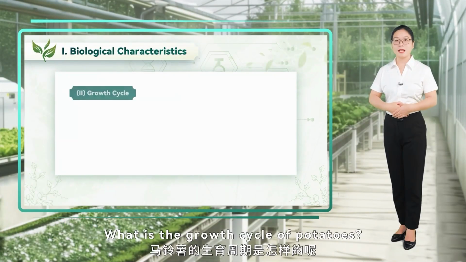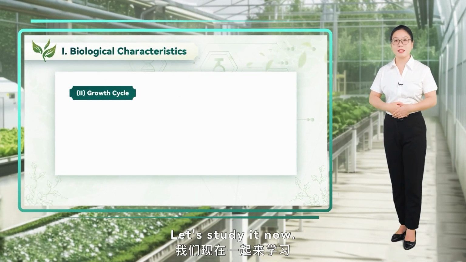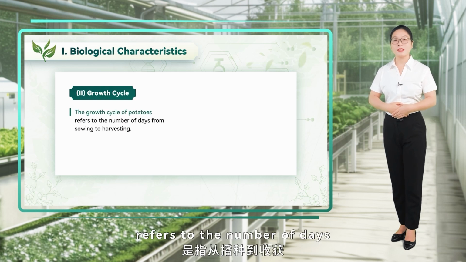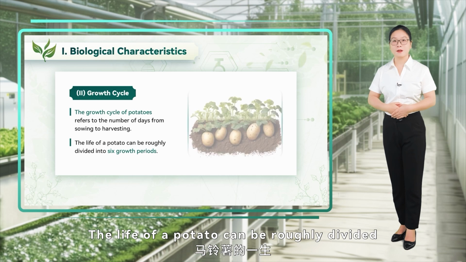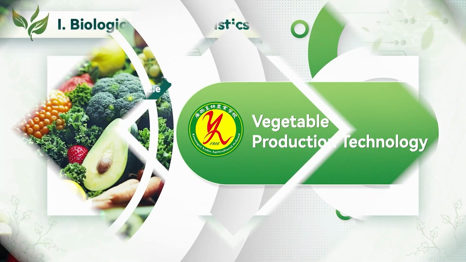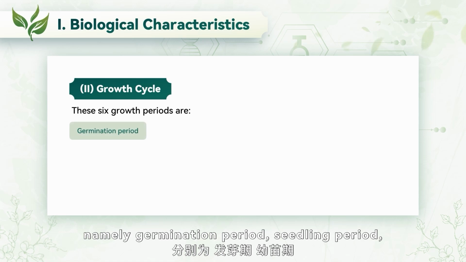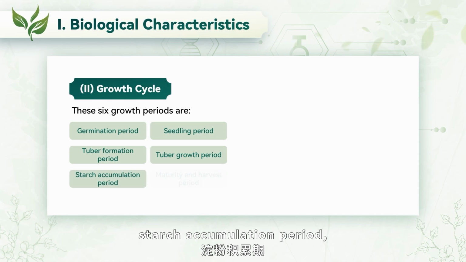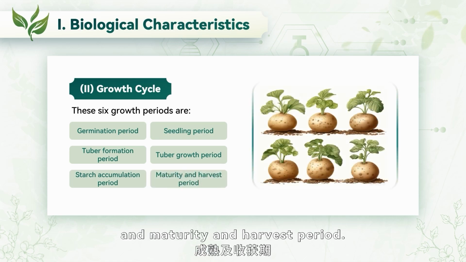What is the growth cycle of potatoes? Let's study it now. The growth cycle of potatoes refers to the number of days from sowing to harvesting. The life of a potato can be roughly divided into 6 growth periods, namely germination period, seedling period, tuber formation period, tuber growth period, starch accumulation period, and maturity and harvest period.